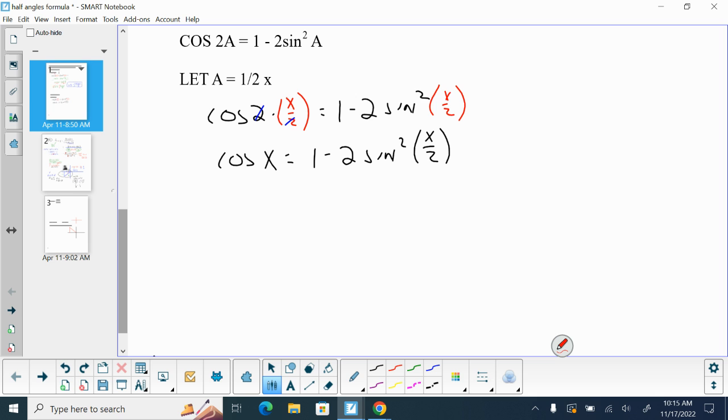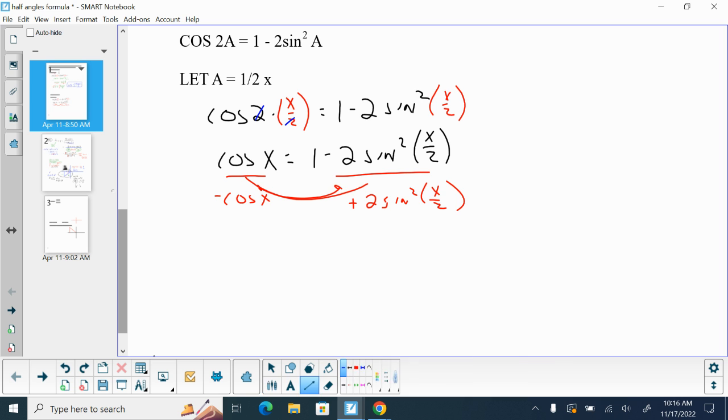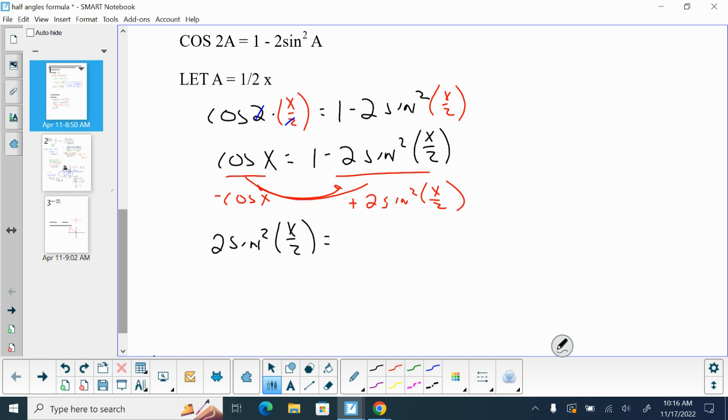So I got the double switcheroonie, okay? This here is going to go over here, and this is going to come over here. Well, how do I take it? Well, I add the 2 sine squared of x over 2, and then I subtract the cosine of x over here. So what this is going to look like is 2 sine squared x over 2 is equal to 1 minus cosine of x. Because I've added this to make it positive, because it makes it easier when it's positive, and I subtracted this to take it back over to the other side. The double switcheroonie.